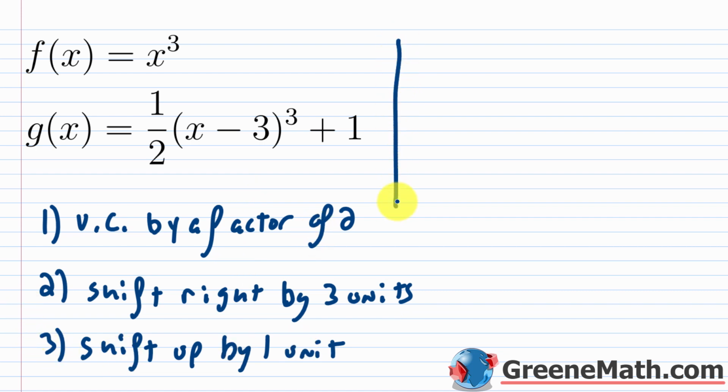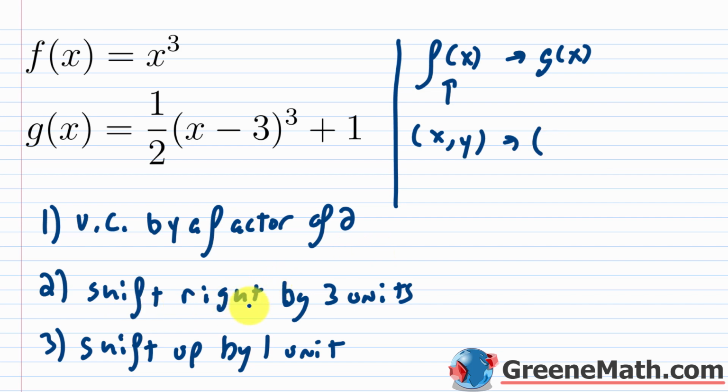So if I make a little border here and I say, okay, for f of x, we have some x comma y. Well, then when we go to g of x, what is that going to become? Well, it's going to become your x, all you're going to do is add 3 to it. So it's x plus 3. And then your y, you're going to divide it by 2, or again, multiply it by 1/2, whatever you want to do. And then you're going to add 1 to that. And that's pretty much all it is.